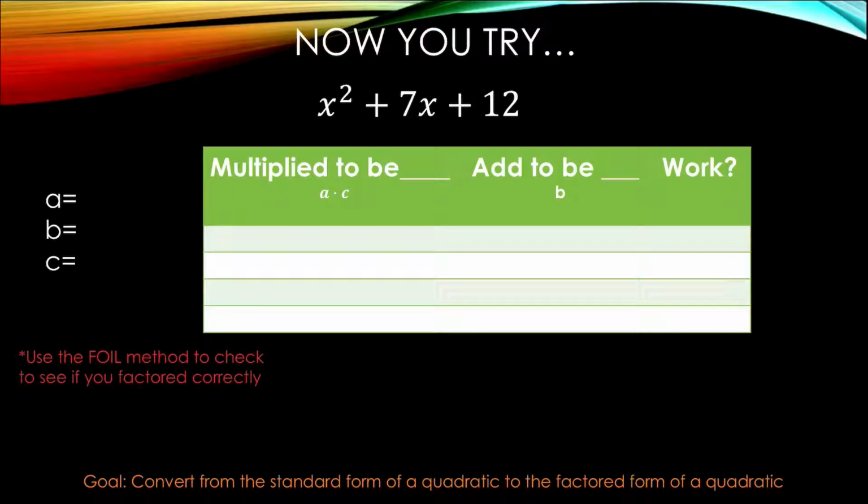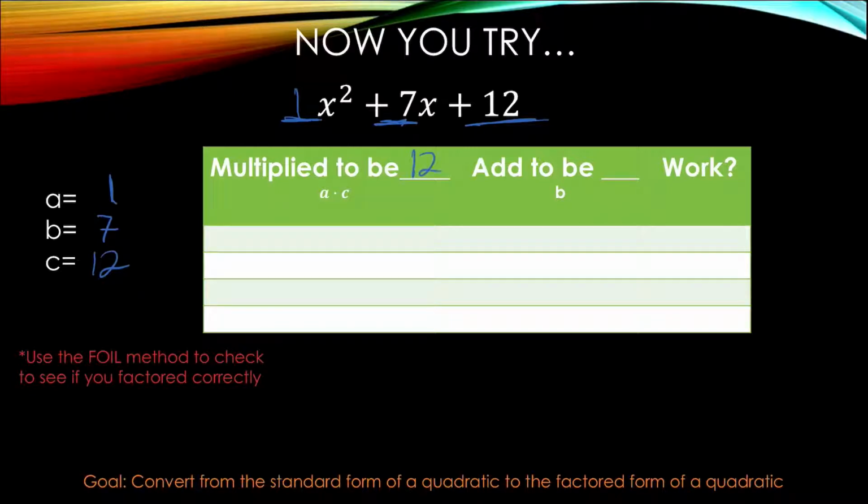Alright, let's look at this. So the first thing is I'm going to identify my a, b, and c. A comes from the number in front of the x squared. That's just 1. B comes from that term in front of the x. It's a positive 7. And c is my constant. It's a positive 12. So we want to multiply to be a times c.